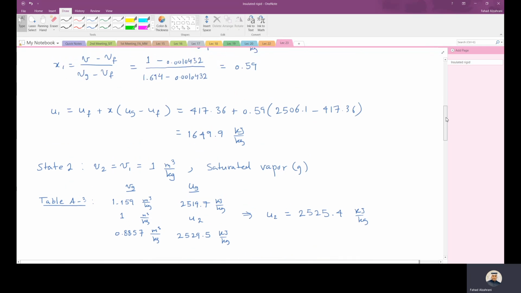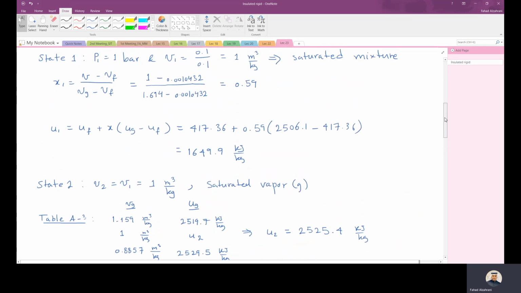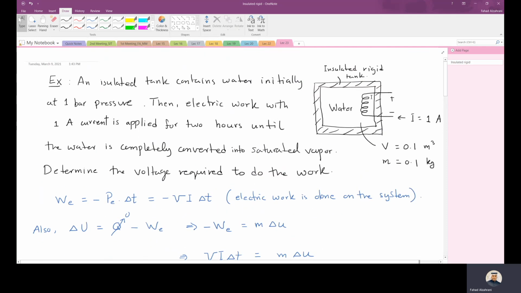Now I have U1, I have U2, then I can simply evaluate the voltage: 0.1 times (U2 minus U1). Don't forget to multiply by 1000 for the kilojoule. Then you divide by the ampere times 2 hours, which is converted to seconds, the SI unit, and I get the voltage around 12 volts. So this is just an example, an important example to show you what electrical work is in this case. Electrical work, you can write it as P I delta T in this case.